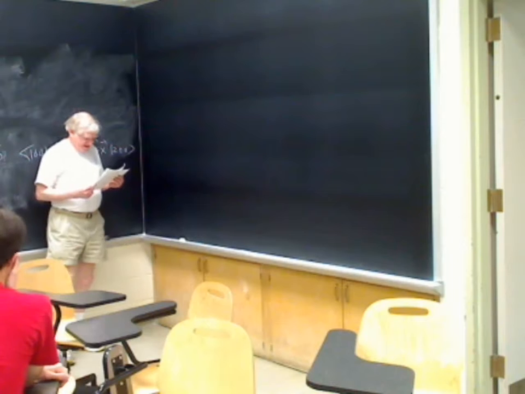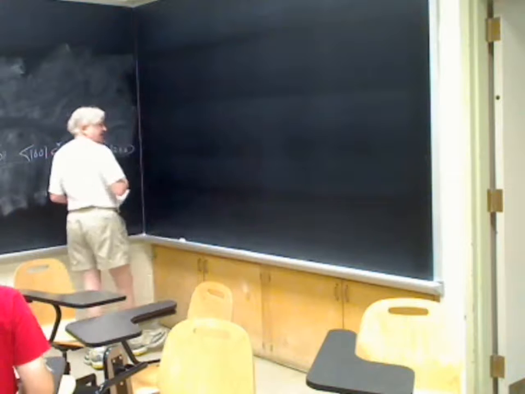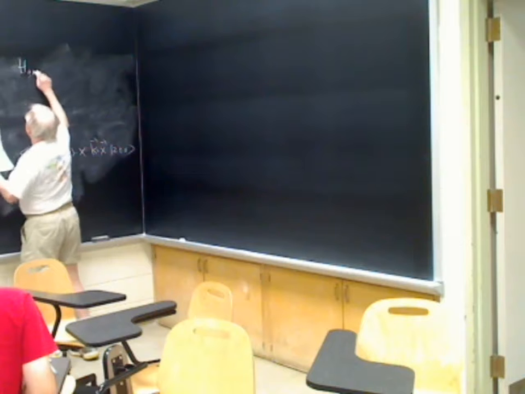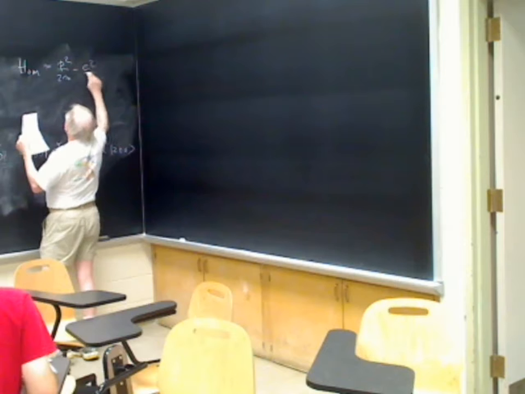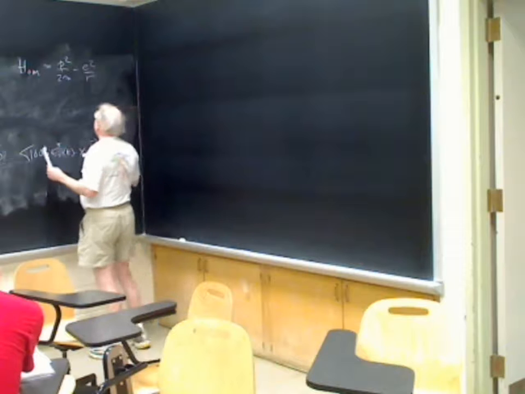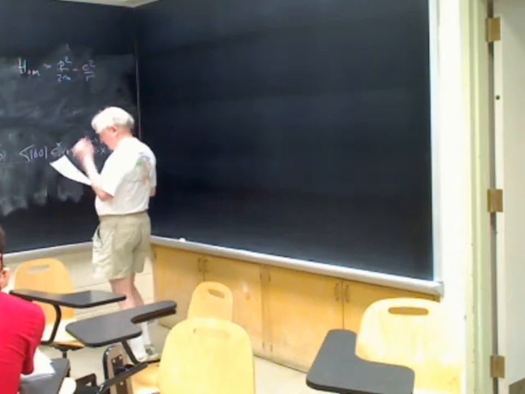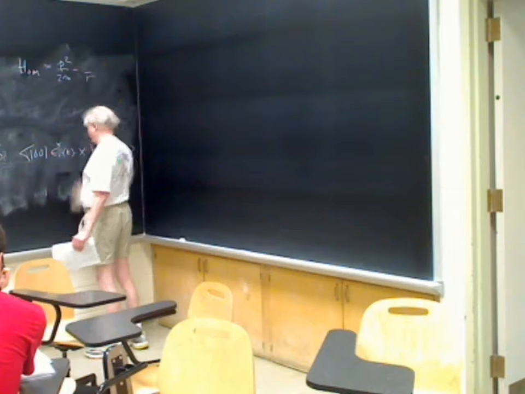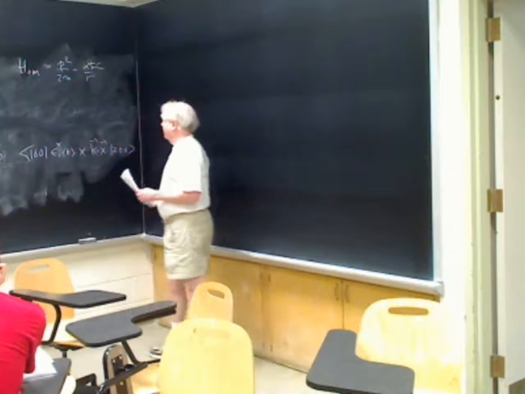Okay, so the next topic is ionization of atomic hydrogen. And remember, H0m is P squared over 2m minus e squared over r. And in fact, that's true as long as we think of e squared as alpha h bar c. That's a way of writing it.